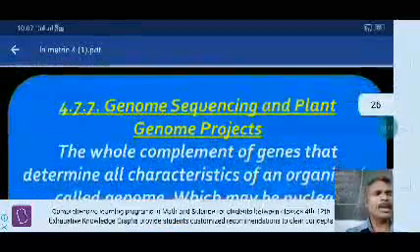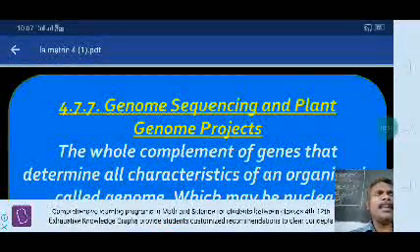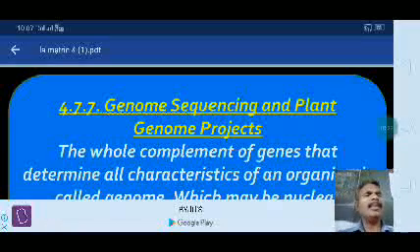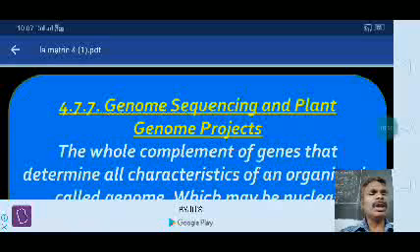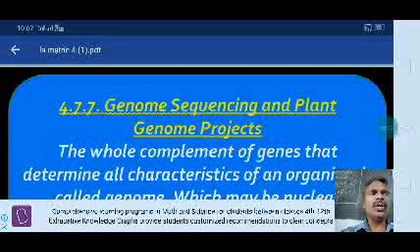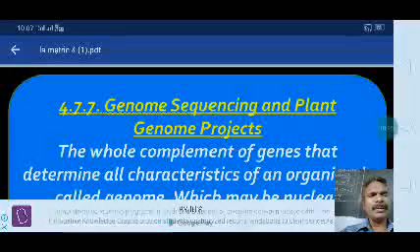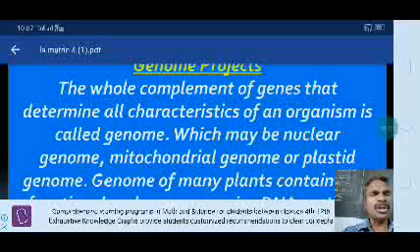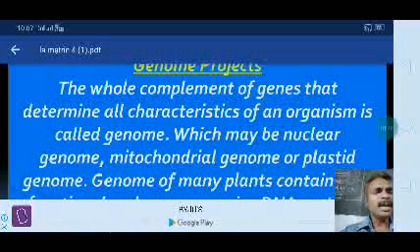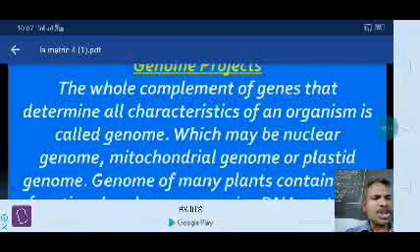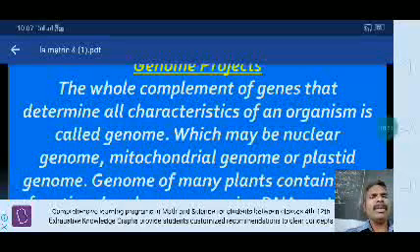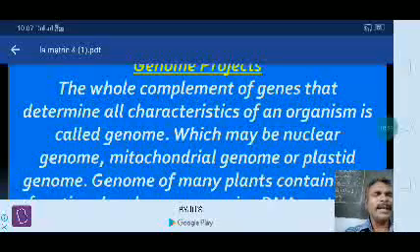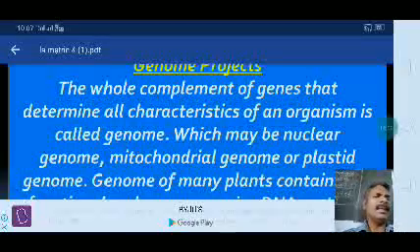Okay, the next one is genome sequencing and plant genome projects. The whole complement of genes that determine all characters of an organism is called the genome. In an organism, all the gene characters together are called a genome, which may be a nuclear genome, mitochondrial genome, or plastid genome. If it is present in the nucleus, it is called a nuclear genome. If it is present in the mitochondria, it is called a mitochondrial genome. If it is present in a plastid, it is called a plastid genome.